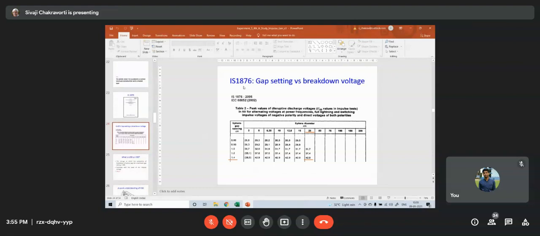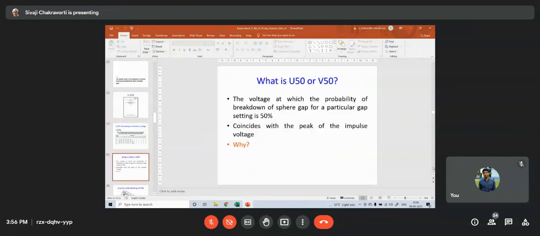Now in IS 1876, when we discussed the sphere gap experiment, we told you that there is a table where for a given sphere diameter and for a given gap spacing, we have certain breakdown voltages. For our calibration experiment, we choose the gap distance as 1.4 centimeter, for which the breakdown voltage is 42.9 kV peak. But by the way, this is impulse, so this is called 50% disruptive discharge voltage.